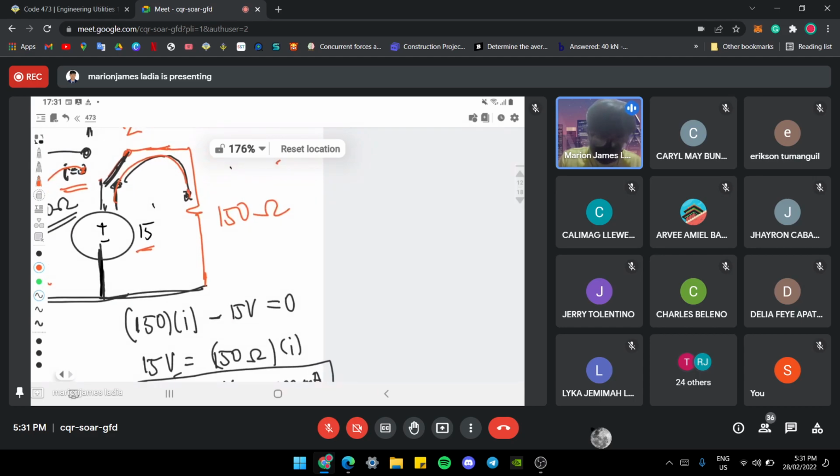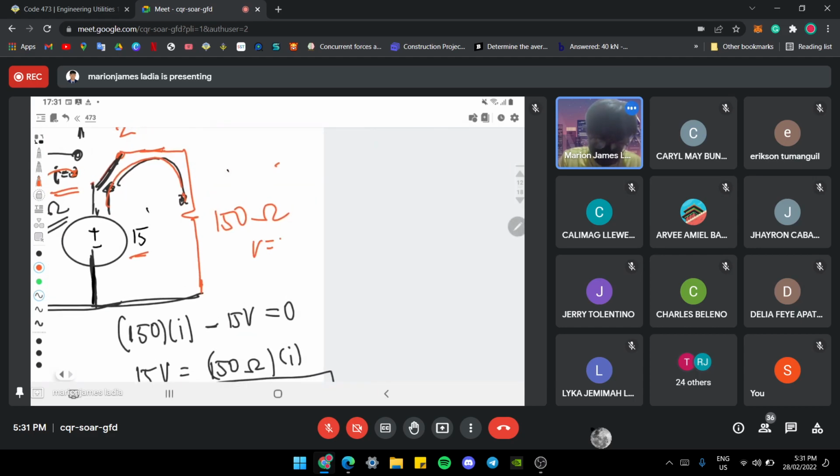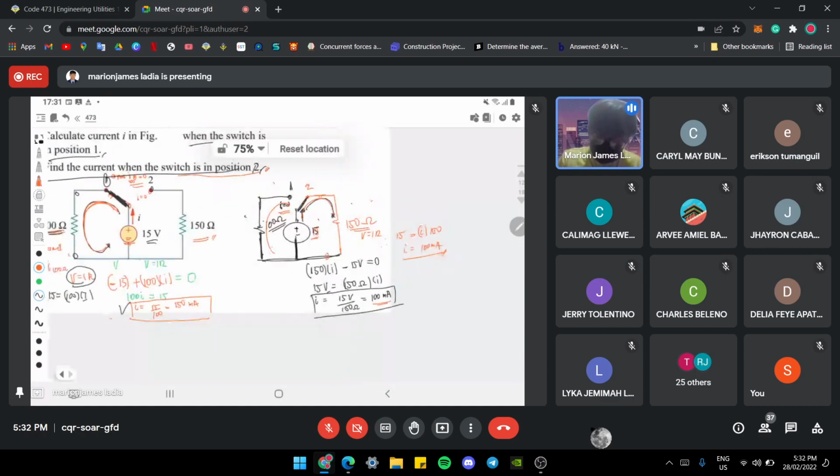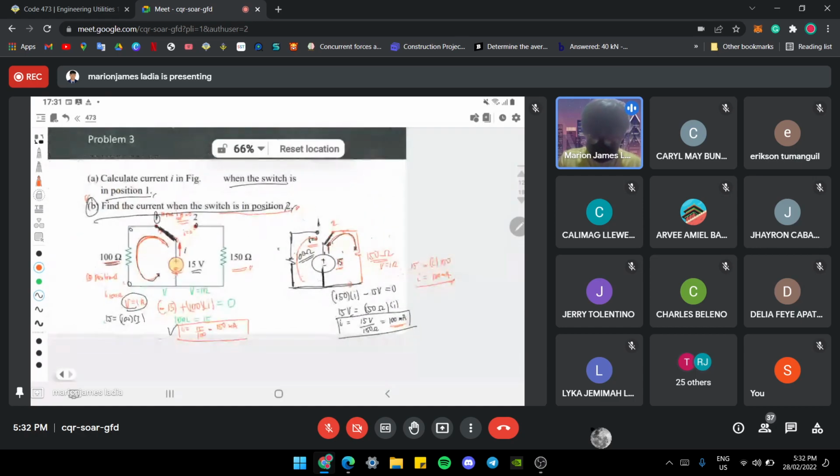Yung lower concept nito is that V is equal to IR lang. Kasi nga, yung 15 volts natin nakaparallel dito. So, therefore, pwede kong sabihin that I will have a value equal to 15 equals I multiplied by the resistance, 150. So, therefore, I is equal to 100 milliampere. Yan. So, nakukuha mo na lang yung concept dyan as you go deeper the subject.